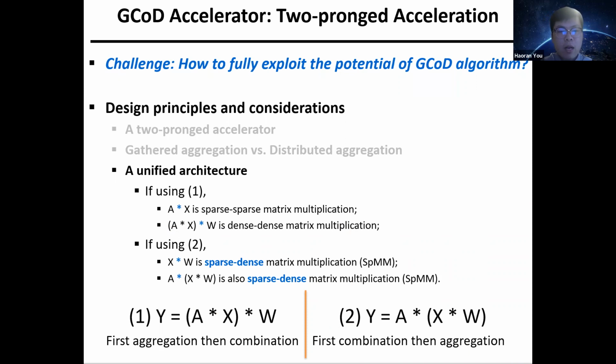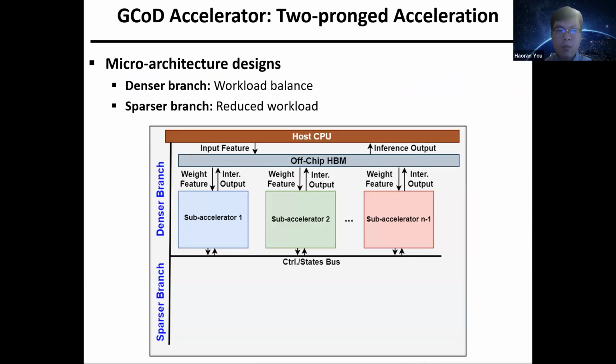In this way, the aggregation phase will be sparse matrix multiplication, while the combination phase will be dense matrix multiplication, so it requires two different architecture designs for these two phases. Well, if we perform combination first, then both the combination and aggregation phases will be sparse-dense matrix multiplication. That can make the architecture design unified.